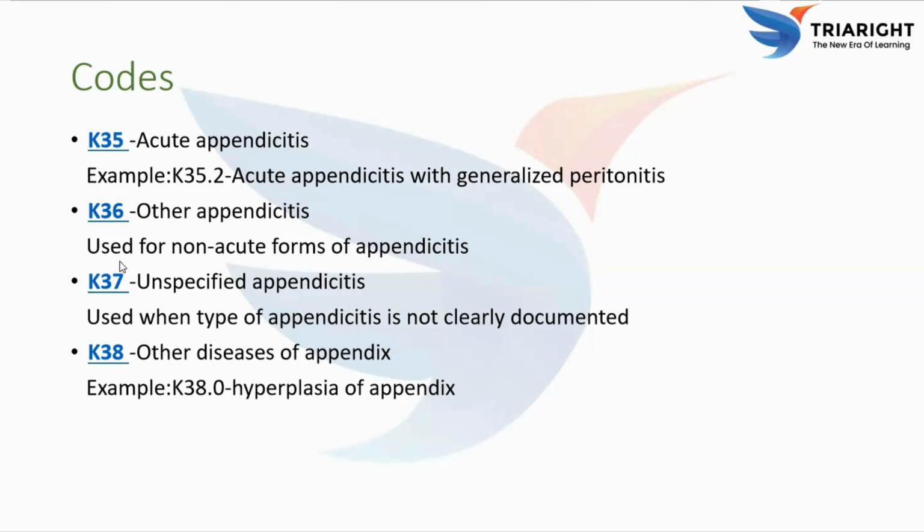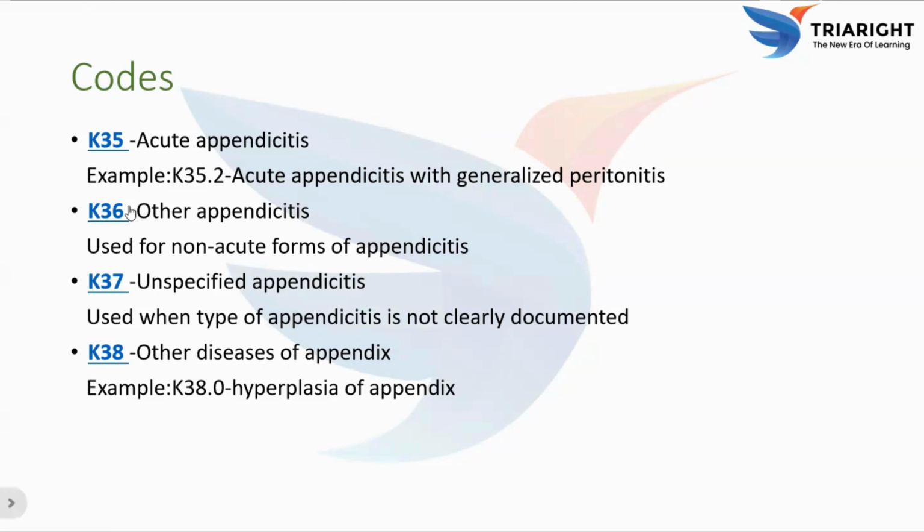K36, other appendicitis. Other means used for non-acute or chronic forms of appendicitis that do not fit under the acute category. So K35 is completely for acute appendicitis, whereas the non-acute or chronic forms are categorized under this K36 code. Whenever a non-acute or chronic form is diagnosed, give this K36 code.